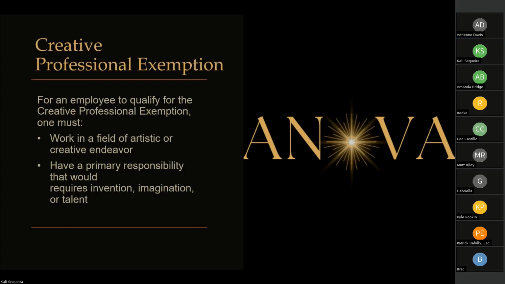The creative professional exemption. For individuals who qualify for the creative professional exemption, they must work in a recognized field of artistic or creative endeavors. For example, the employee's primary responsibility would include invention, imagination, originality, or even talent.